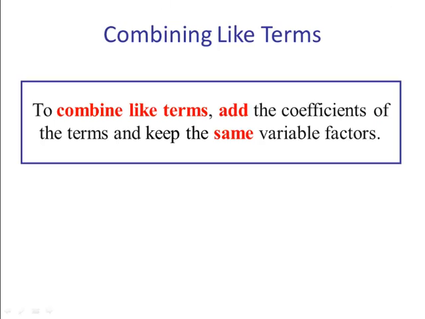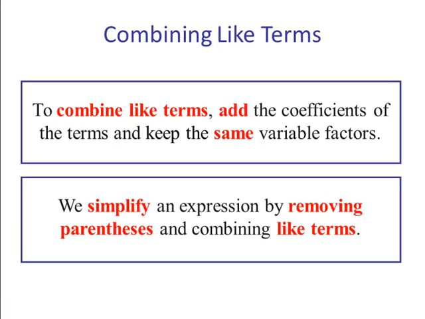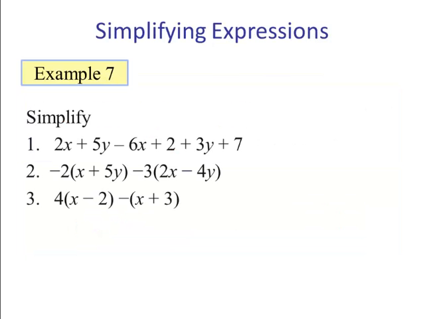Combining like terms. To combine like terms, you add the coefficients, which are the numbers in front of the variables, of the terms, and keep the same variable factors. We simplify an expression by removing parentheses and combining like terms. Example 7. We want to simplify each of these expressions.